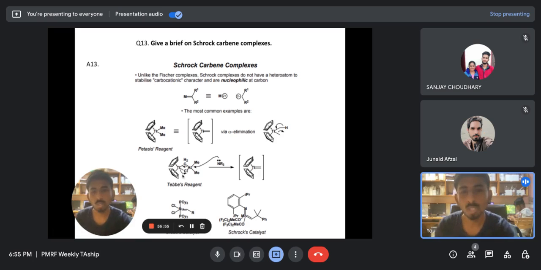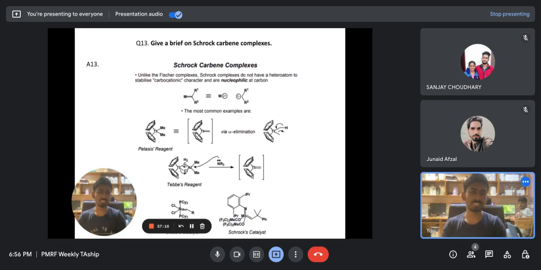In case of option 2, this is the Tebbe reagent. The Tebbe reagent is Cp2TiCH2AlMe2Cl, where titanium and aluminium are bridged via CH2 as a methylene group, along with the chloride group. So what happens in this case? The Tebbe reagent is a precursor to the Schrock carbene complexes.